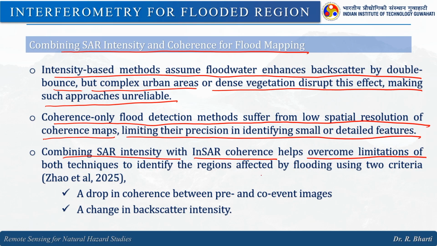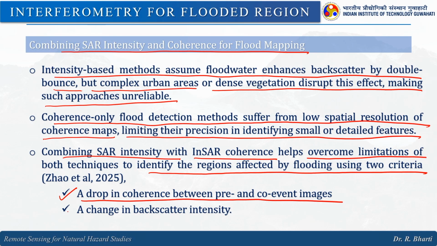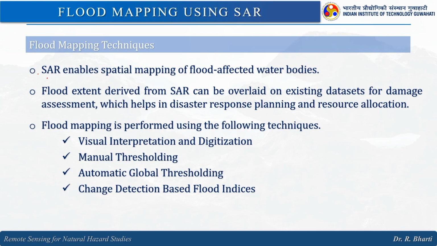Here we will be using both techniques, and we will be able to identify the regions affected by flooding using two criteria. The first one is a drop in coherence between pre and co-event images, then we have a change in backscatter intensity, right. So, now we will try to understand the flood mapping technique through microwave remote sensing.